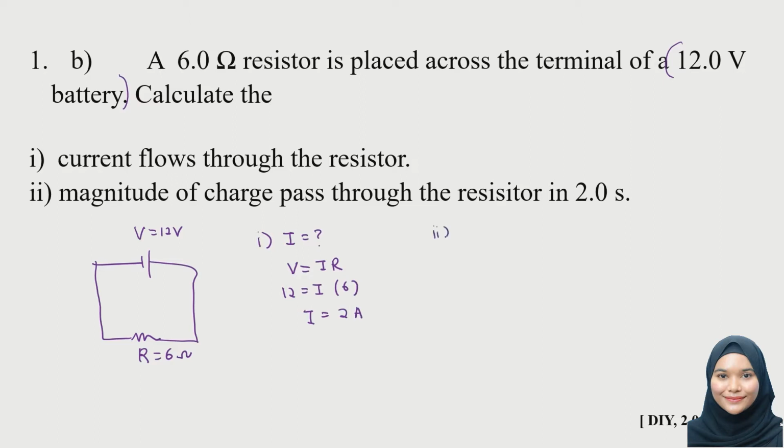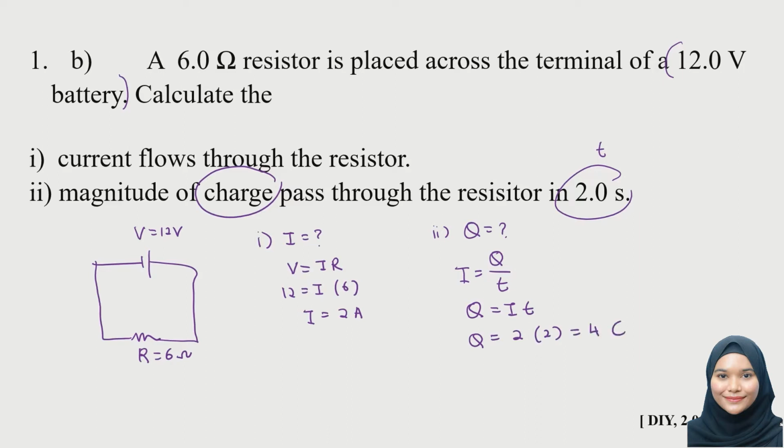And next question. Magnitude of charge pass through the resistor in 2 seconds. So we need to find the charge that passes through the resistor in 2 seconds. And we know the current that flows through the resistor is 2 ampere. I equals to Q over T. We arrange this equation, we will get Q equals to IT, where we are looking for the Q and our current is 2 ampere and our time is 2 seconds, which will give 4 coulomb. Alright? And please remember to write your unit.